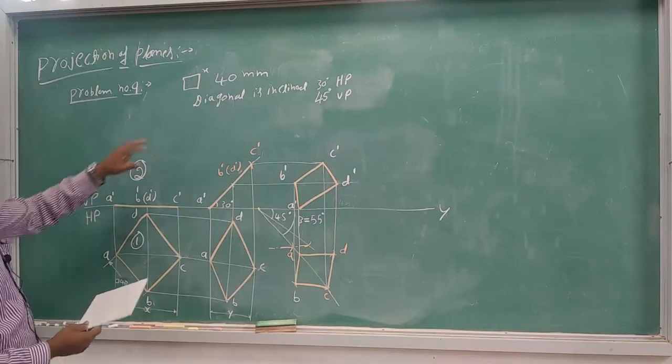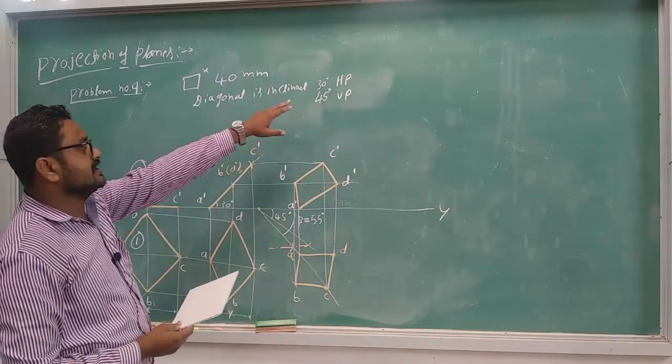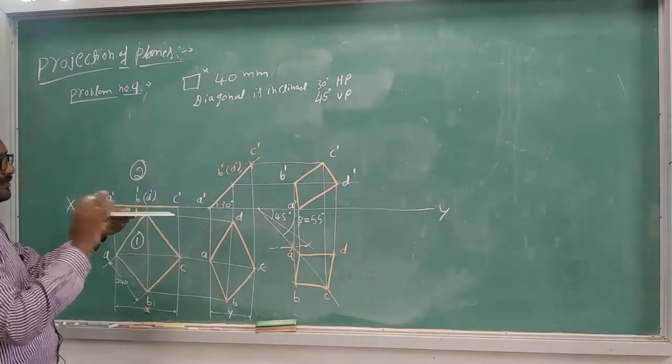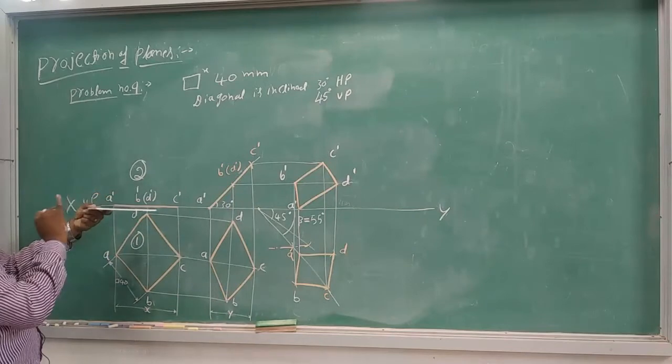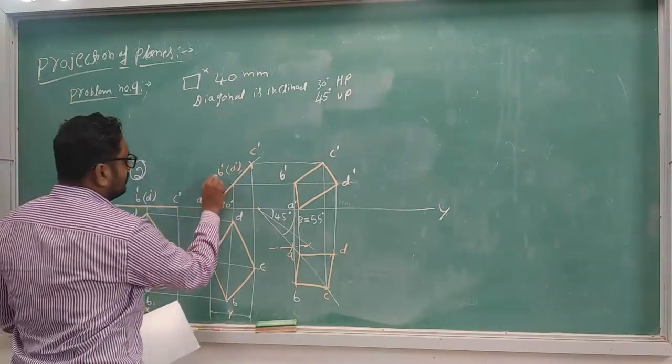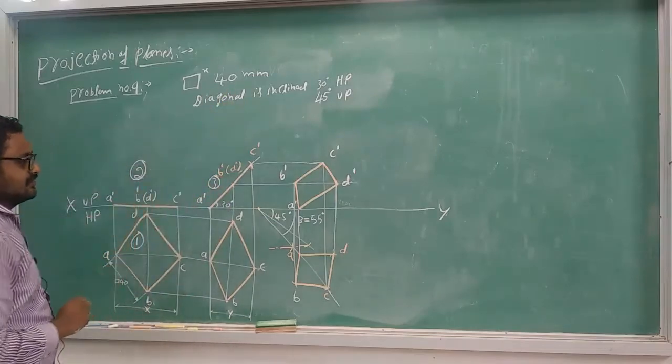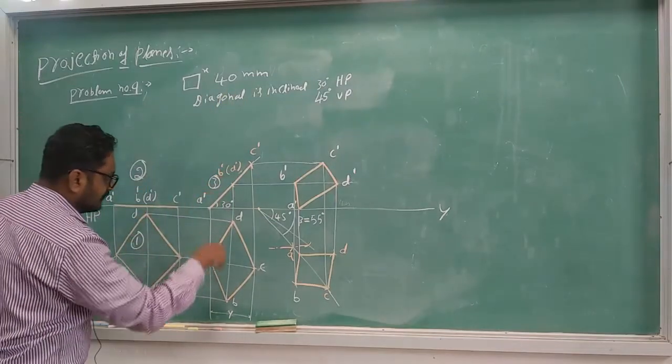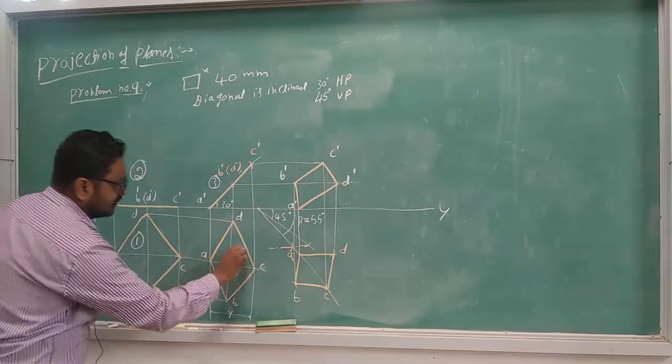Next, the diagonal is inclined to HP at 30 degrees. So the diagonal becomes a straight line in the same front view. That's why the entire plane we have made at 30 degree inclination. So we satisfy the diagonal inclination condition. And after the projection, we are getting the top view.